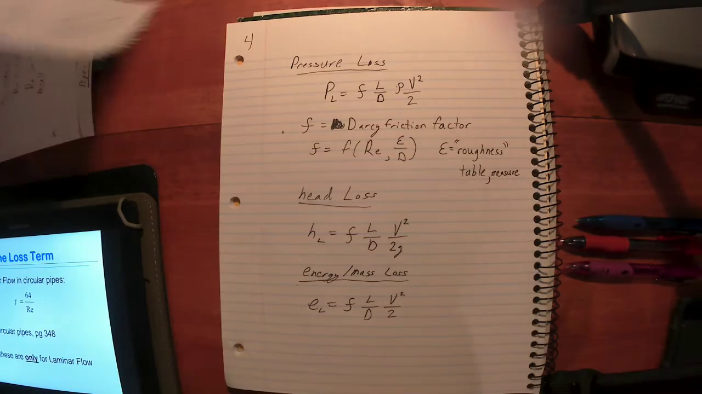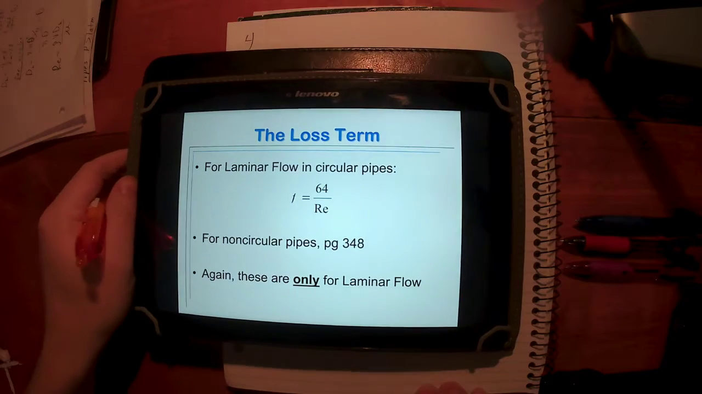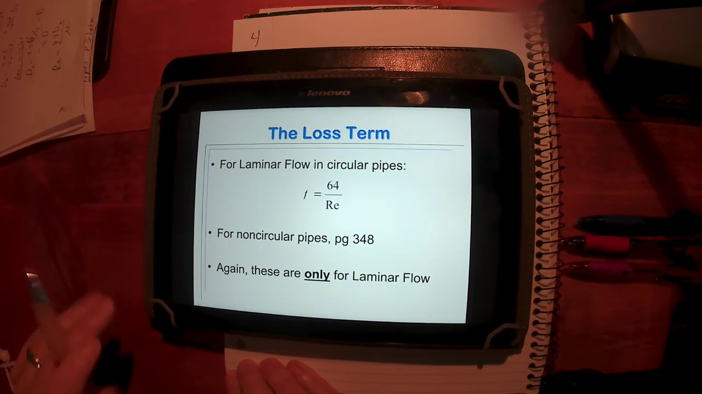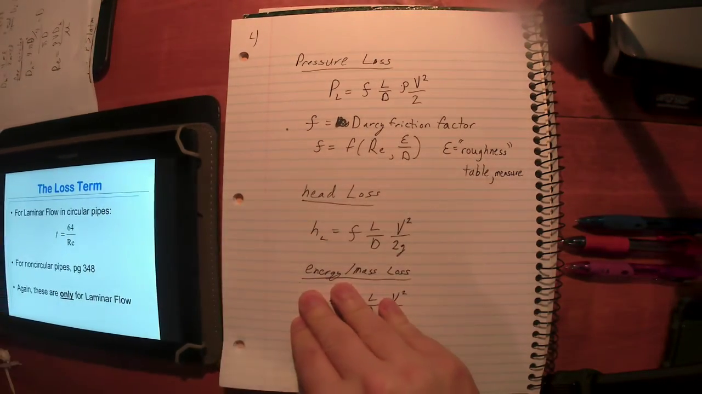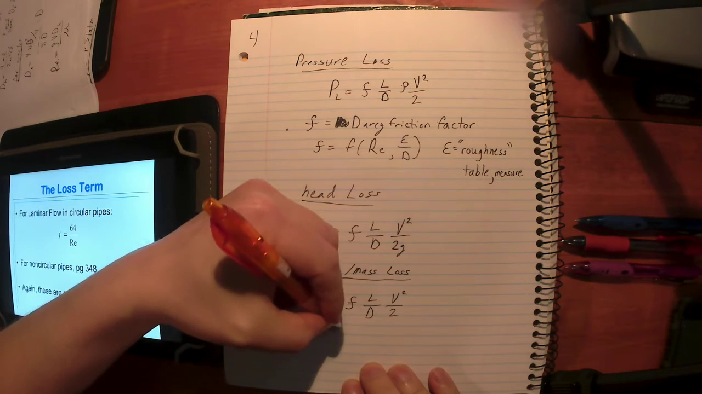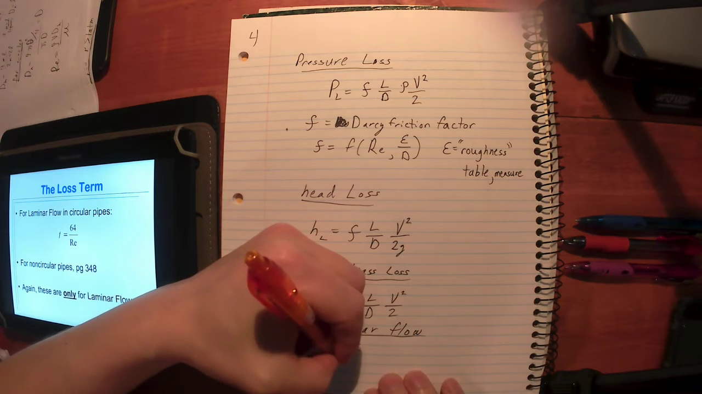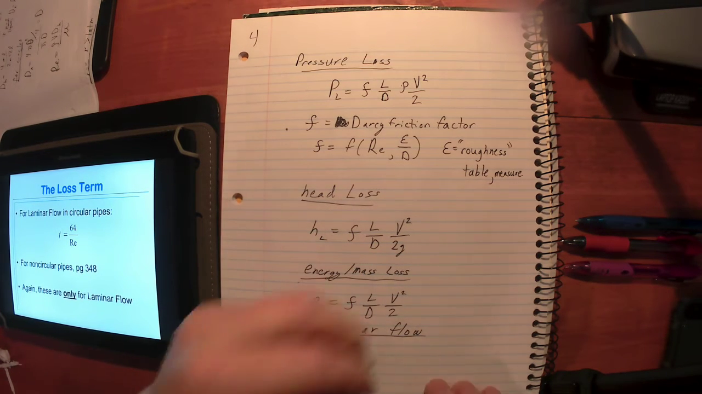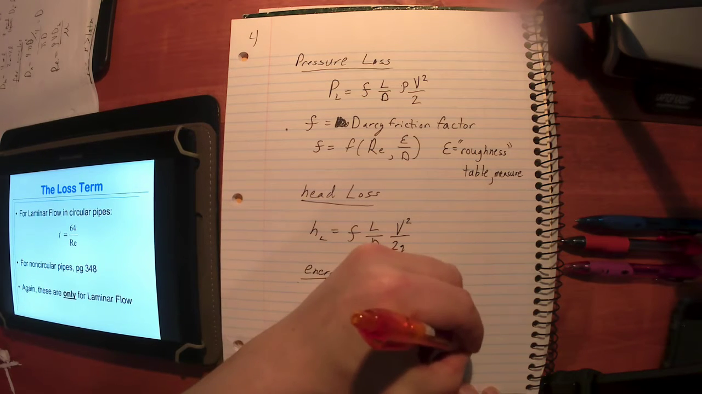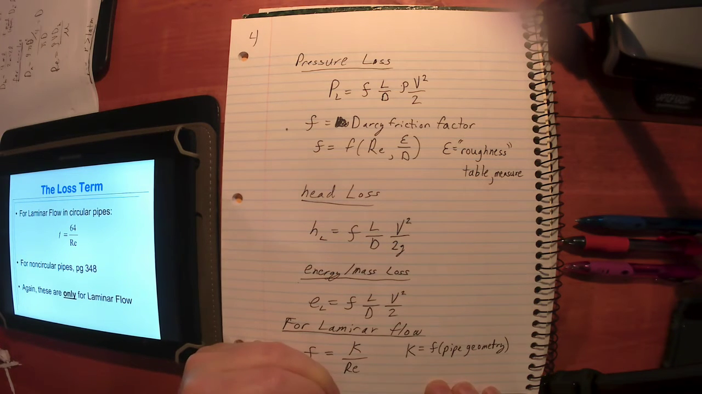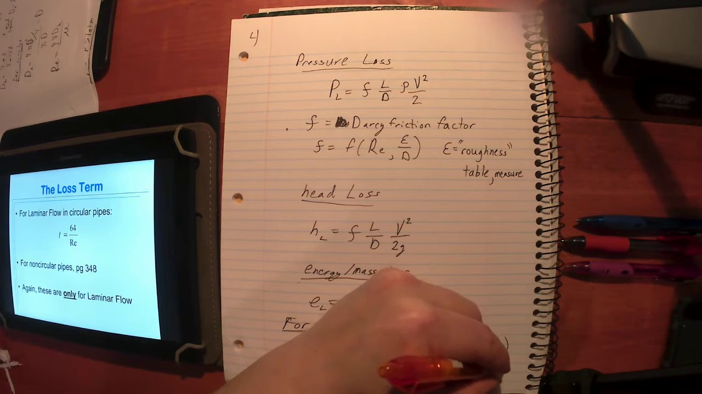Now what we can do with that, knowing whether it's laminar or turbulent, is figure out the friction factor based on whether it's laminar or turbulent. This is the friction factor. If the flow is laminar, the Darcy friction factor is going to be some constant divided by the Reynolds number. And that's where this constant is a function of the pipe geometry. K is equal to 64 for circular pipes.